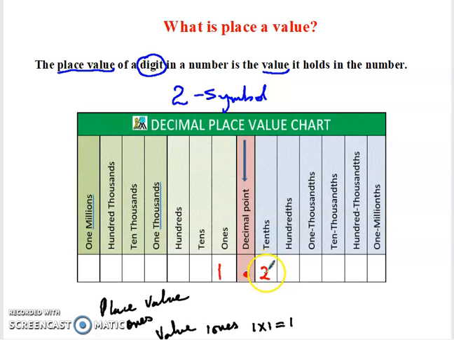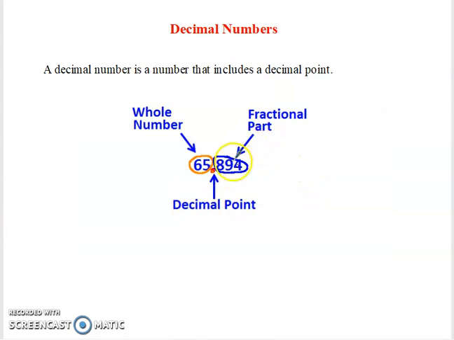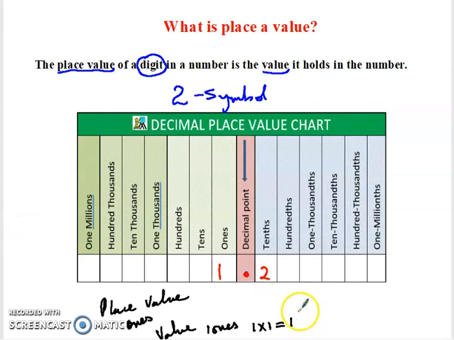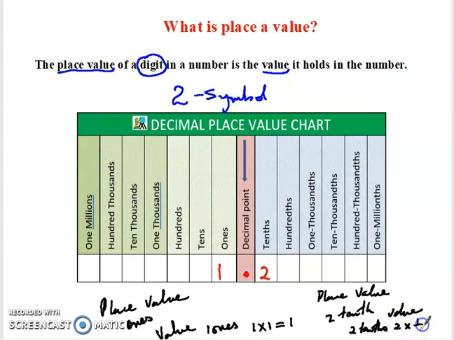And if you look at this 2 that comes after the decimal point, 2 tenths, and if you remember, it was outlined that the part after the decimal point is referred to as the fractional part, right? So the place value for the 2 would be tenths, and then the value would be 2 tenths, or 2 times 1 over 10. So the 1 over 10 would represent the tenth. That's why we say it is the fractional part of the number, right?